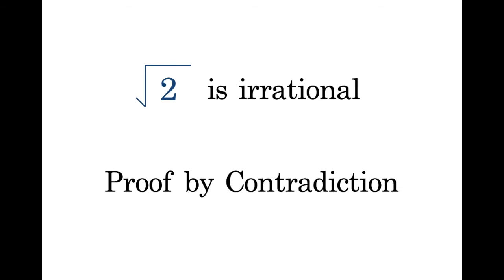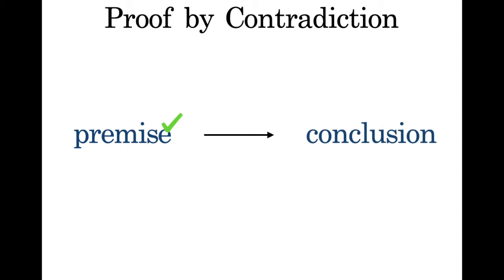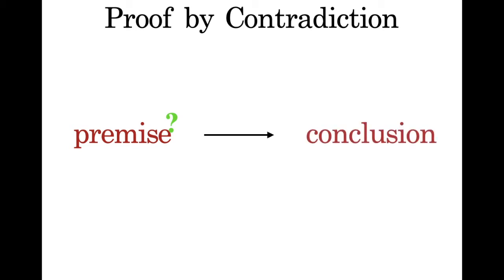Here's the logic behind a proof by contradiction. Start with a premise. Say this premise is some fact you know to be true. Follow its logical implications and get to a conclusion. If the premise is true and the logical implications are valid, then the conclusion is sure to be true. But wait, what if we start with a premise whose truth value we don't know? Then we follow its logical implications and we find a conclusion that we know to be false. Oops. Now we work backwards. A false conclusion means our premise must have been false.